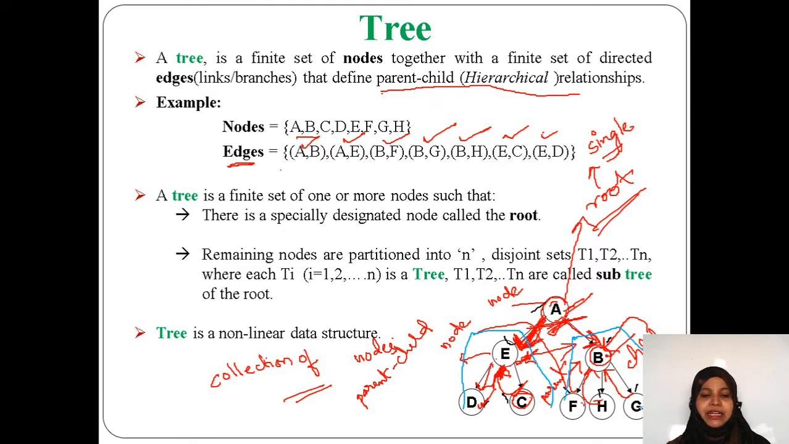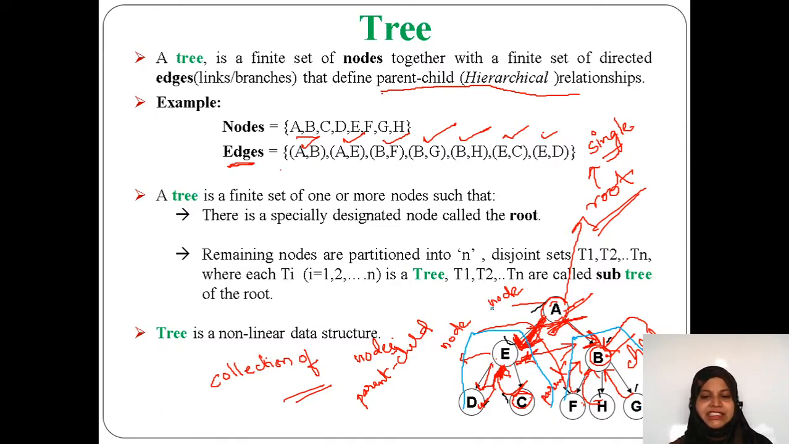Examples of the linear data structures, as you already learned, are stacks, queues, linked lists, circular lists, and doubly linked lists. In case of non-linear data structures, we have two examples. First one is the tree, second one is the graph. In this fourth unit, you are going to learn about the tree. Tree is an example of a non-linear data structure.